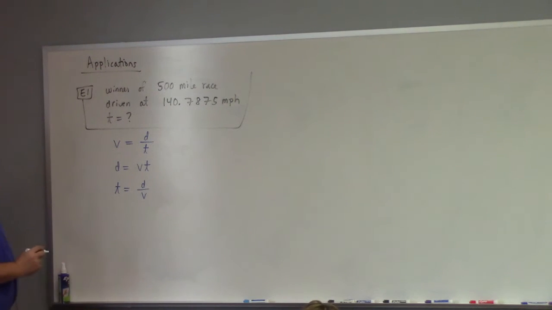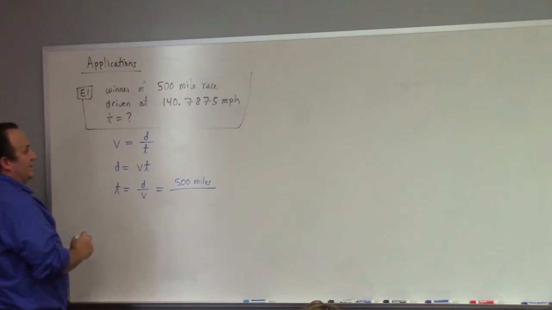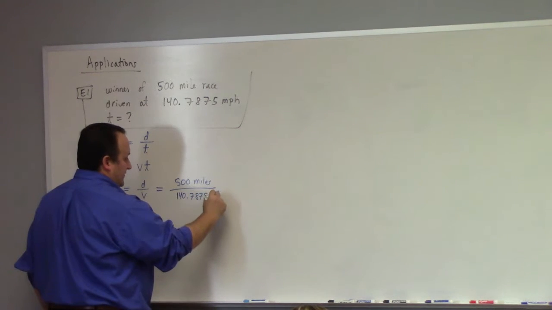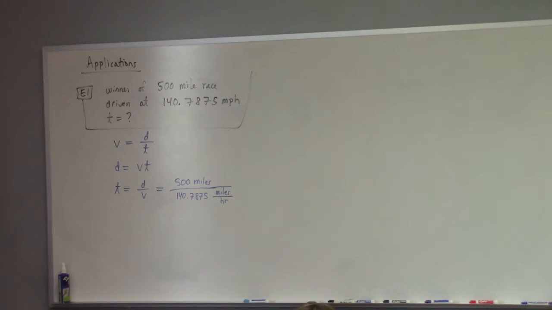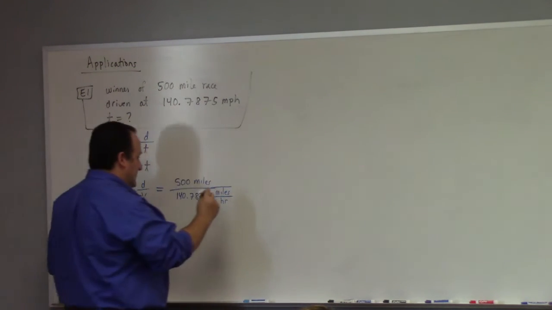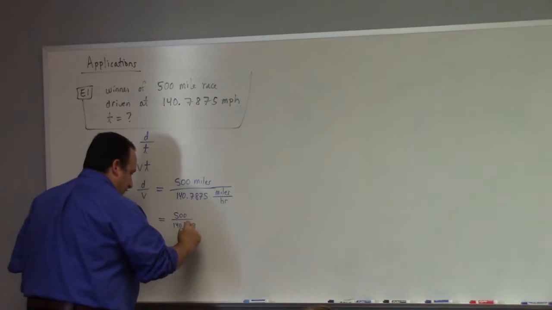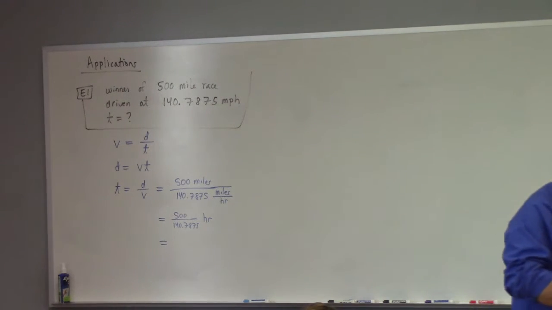And then we just got to be careful with units, right? So the distance here is 500 miles. And we're dividing by the velocity, which is 140.7875. And then you've got miles over hours, right? That's what miles per hour means. Technically, that's miles over hours. And so what happens is the miles cancels the miles, and we've got 500 over 140.7875 hours. And that, if you get your calculator, works out to 3.551.